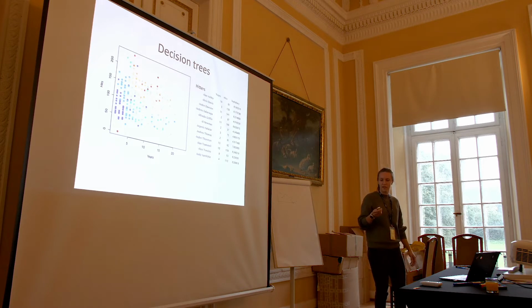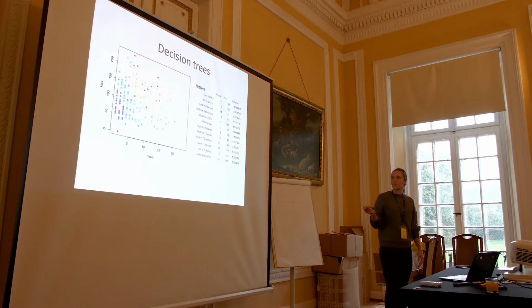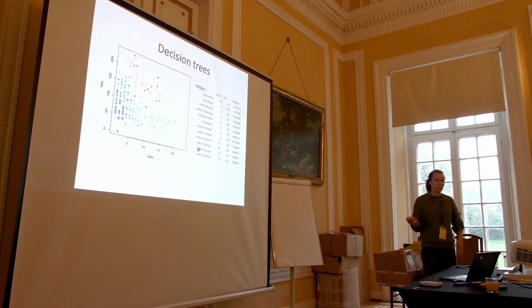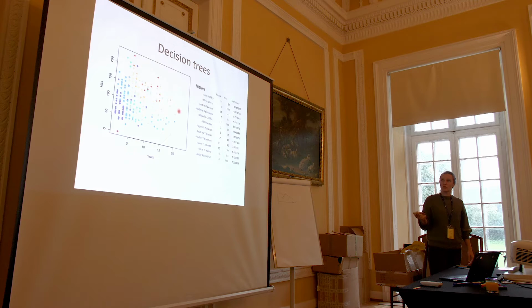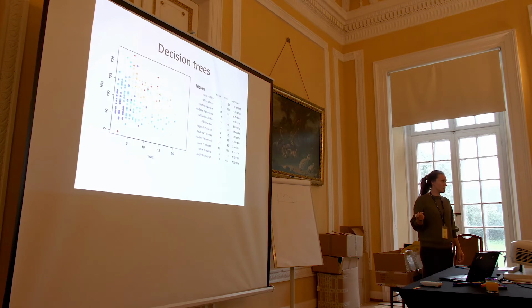I think this is a perfect example for this. This is the data set with hitters. It's a baseball data set, so it has baseball players, and here you see only two variables. The X variable is how many years each player has been in the league, and the Y-axis is the number of hits that the player has scored. So dots are the players, and the color represents their salary.